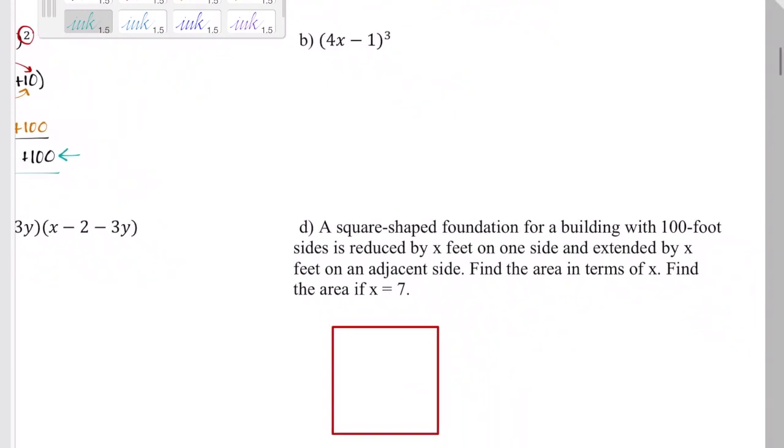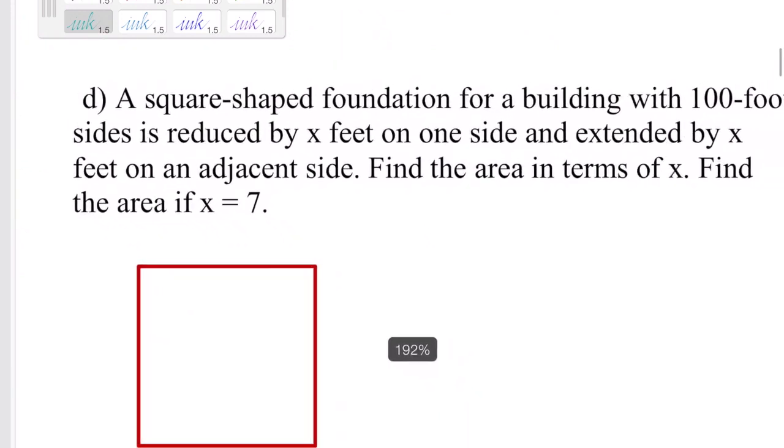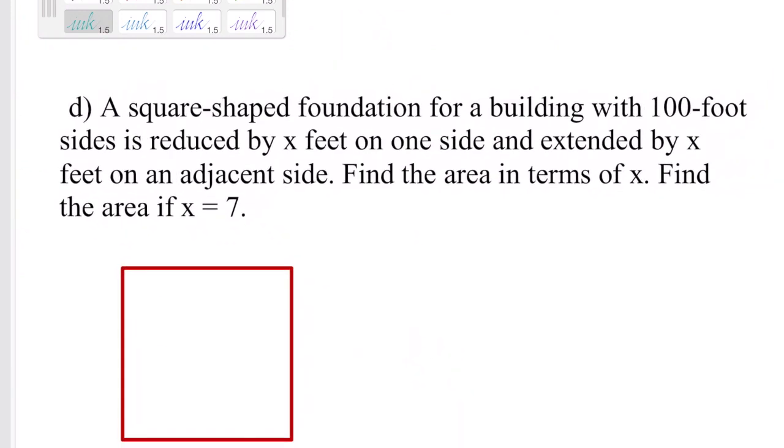And then I do want to do this word problem. So we have a square-shaped foundation. I'm a very visual person. I have to have a visual of what it is I'm working with when it comes to word problems. I have to be able to see what's happening. So I automatically see square-shaped, I draw a square. I've already done this before and I just left the square there.